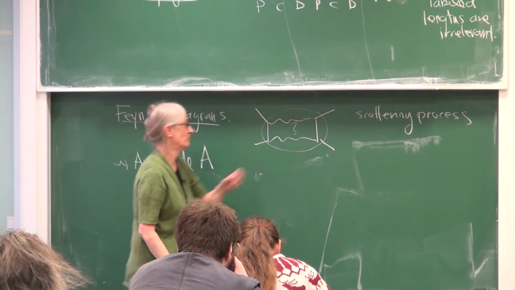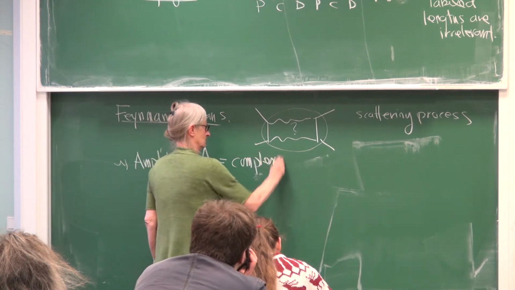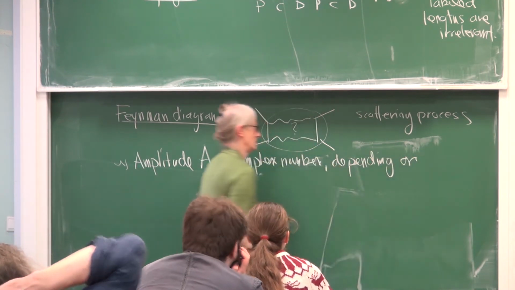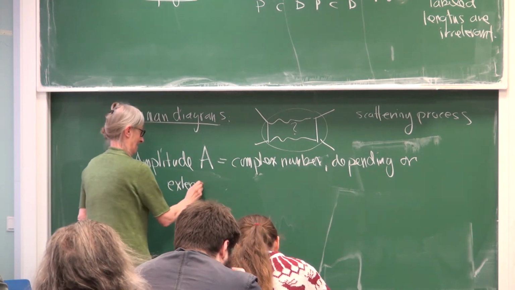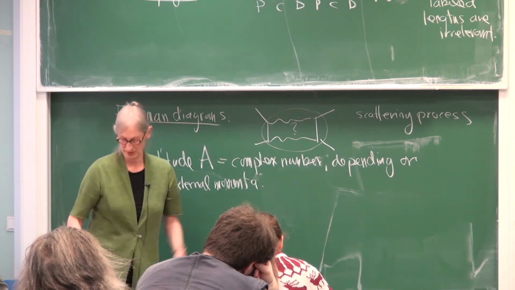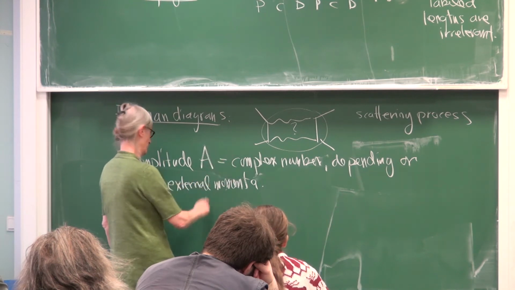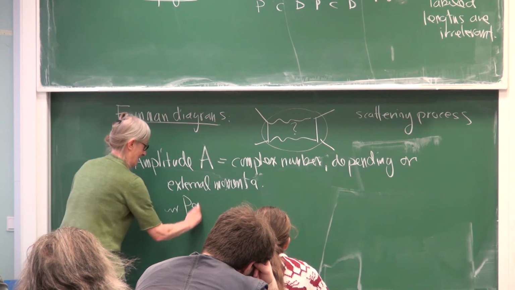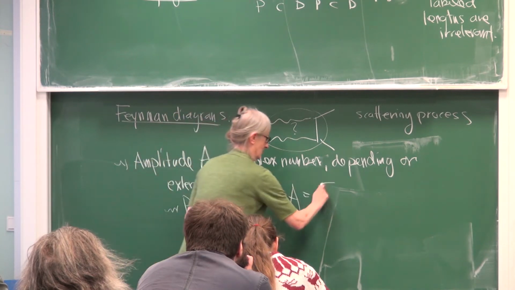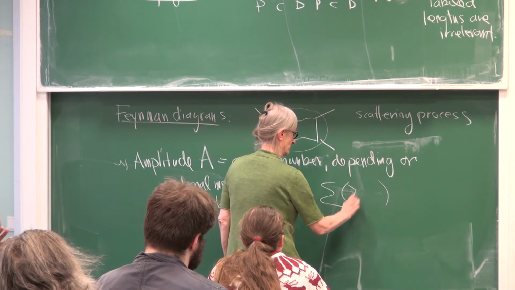This is a function. It's going to depend on the momenta of the incoming and outgoing particles, the external momenta. It's a complex number. And you can't compute it. It's impossible to compute. So what you do is you make approximations by writing down a perturbative series, a sum of a bunch of terms, and each term corresponds to some possible thing that could have happened in between.